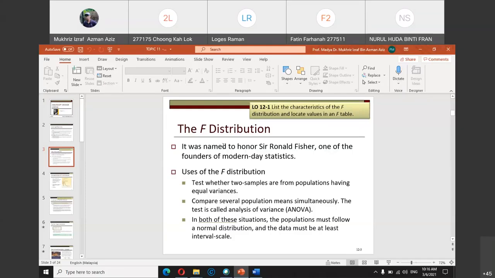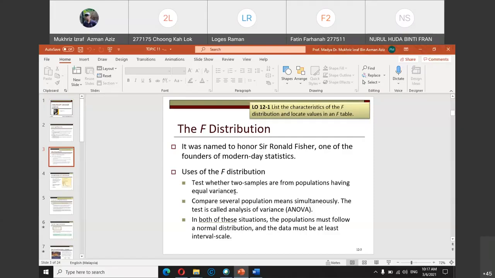Okay. So let's start with the F distribution. It is named after Sir Ronald Fisher, so the F stands for Fisher, the name of the person. Okay, so to test whether two samples are from populations having equal variance.